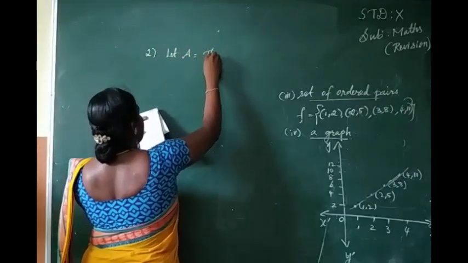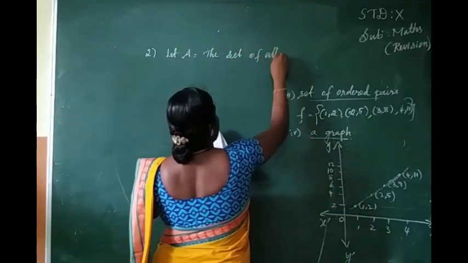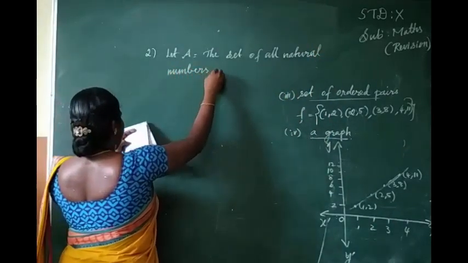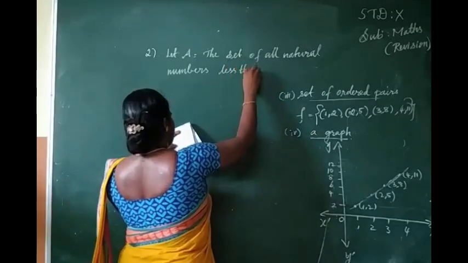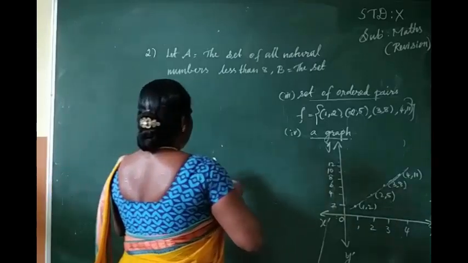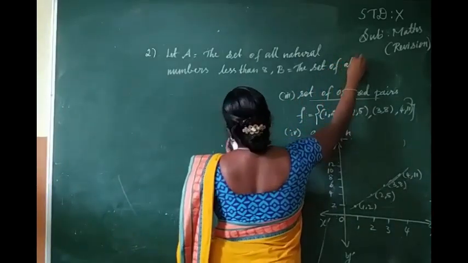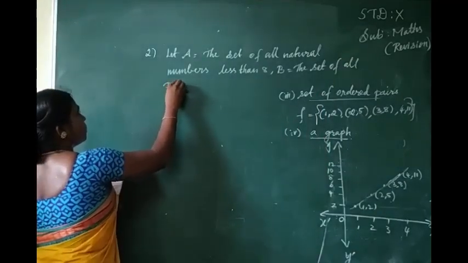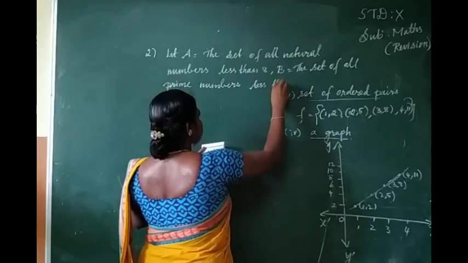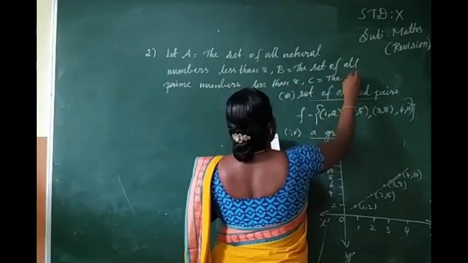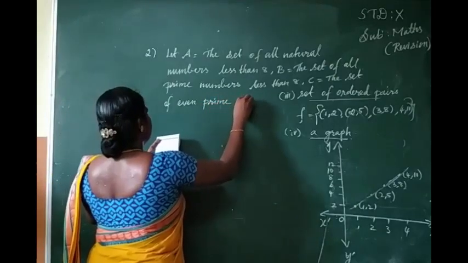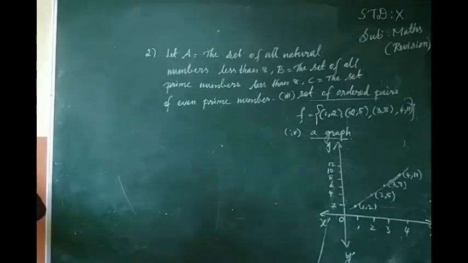Let A equal to the set of all natural numbers less than 8, comma B equal to the set of all prime numbers less than 8, comma C equal to the set of even prime numbers. C is the even prime number. So you want to verify.